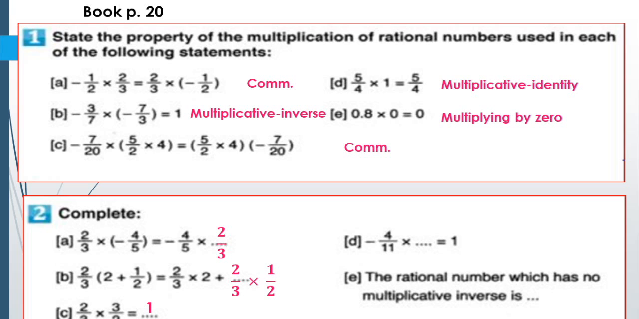Negative 4 over 11 times blank equals 1. You can divide 1 by negative 4 over 11 to find the answer. It's negative 11 over 4. The rational number which has no multiplicative inverse is, can you remember the important notes? It's 0, because dividing by 0 is meaningless.